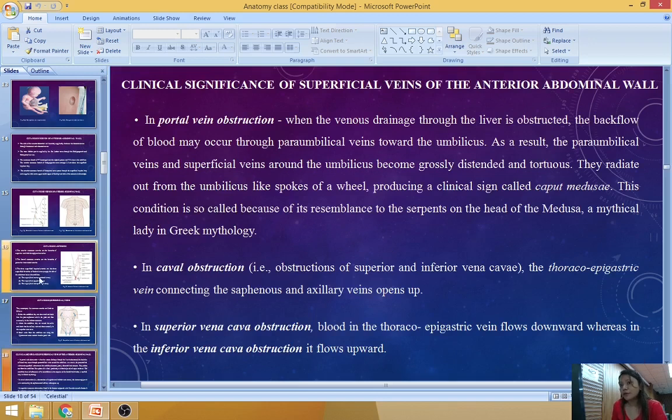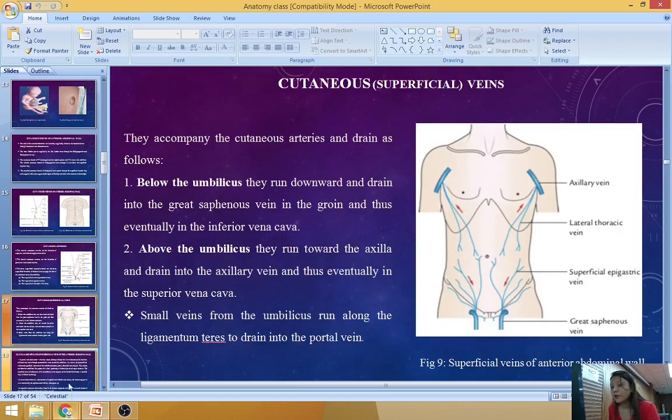Why am I talking about the venous drainage? Kindly respond. Below the umbilicus, the direction of the flow will be which side? Downwards. And it will drain ultimately where? Superior vena cava or inferior vena cava? Inferior vena cava. It will drain into the great saphenous vein, and the great saphenous vein will drain into the inferior vena cava. Above the umbilicus, the direction of the arrow is upward, and it will drain into the superior vena cava. From the axillary vein it will go to the superior vena cava.